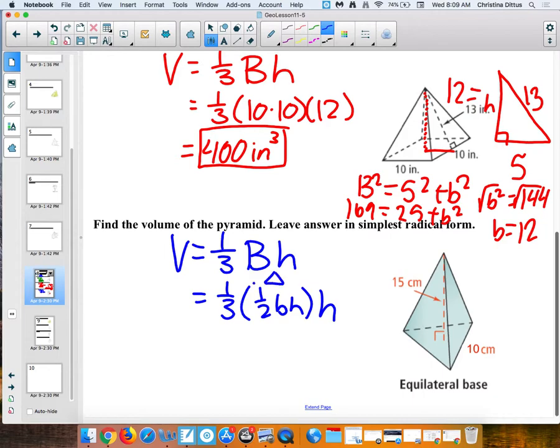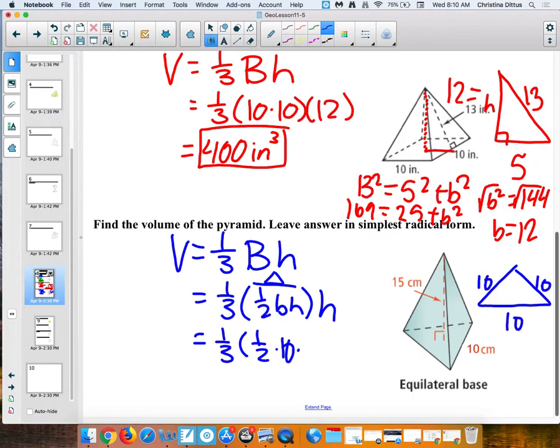So this is my triangle. Notice it says I have an equilateral base. So let's fill in what we know. I don't know, 1/3, half. What's the base of my triangle? 10. Is the height labeled for me? No. So what I have is this equilateral triangle where everything is 10, right?